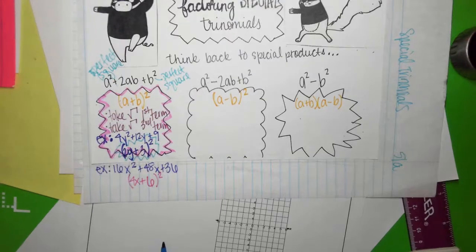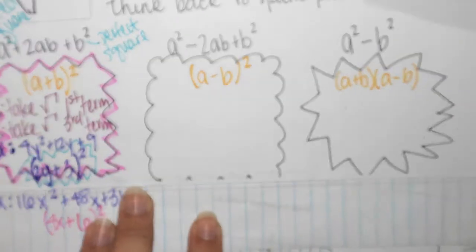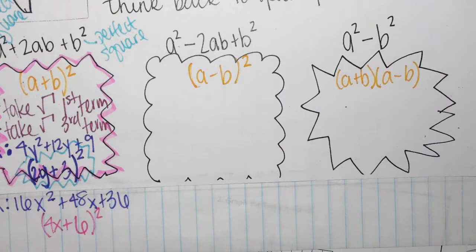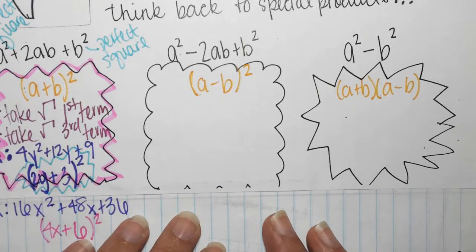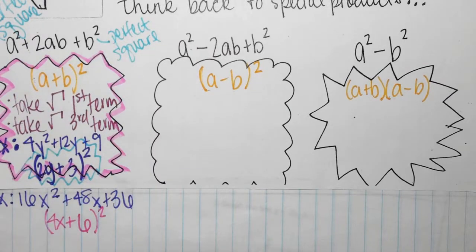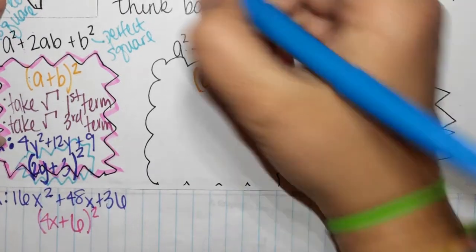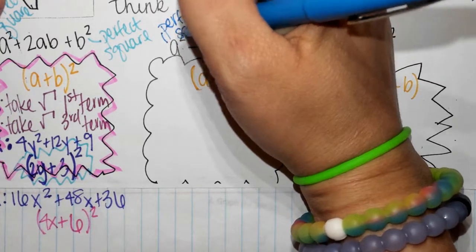Okay, so now let's go to the middle box. When is the only time that we can use these steps to factor? Yes, take a point. Ashley. Yes.